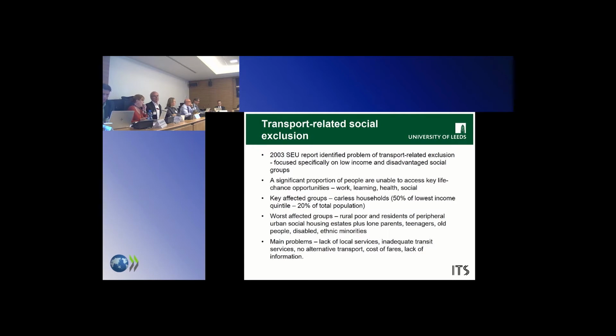There was a clear identification of different groups between carless and with-car households, because in fact 50% of the lowest income quintiles didn't have a car in the UK, and so that was clearly a large proportion of the population, and there were some worst affected groups. And there was an identification through research that there were issues around lack of local services. So it wasn't just about transport, but there was inadequate transport, there was no alternative transport, and there were things about affordability and also cognition and lack of information about the system.